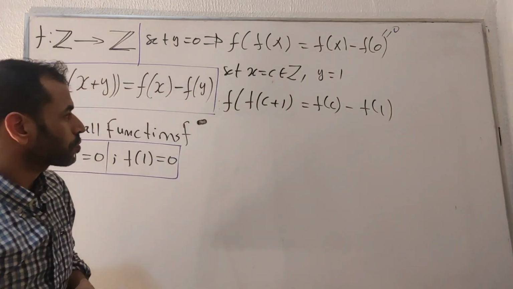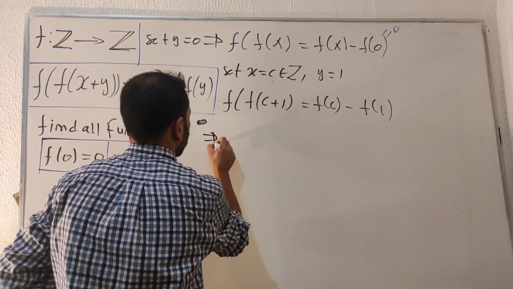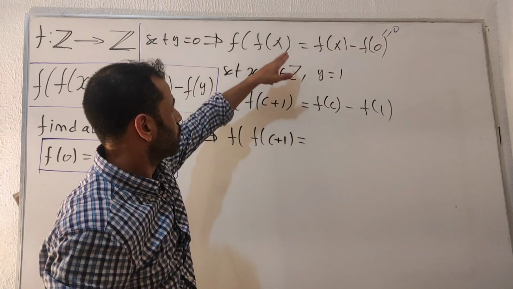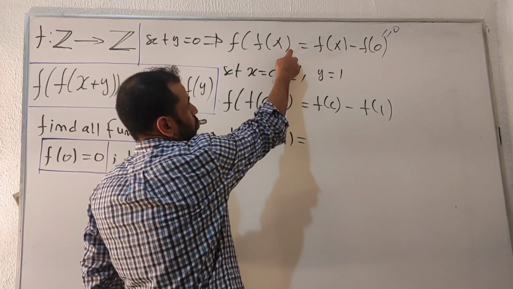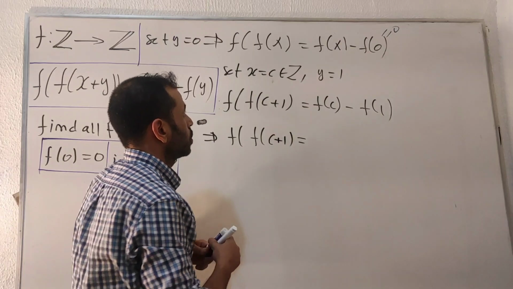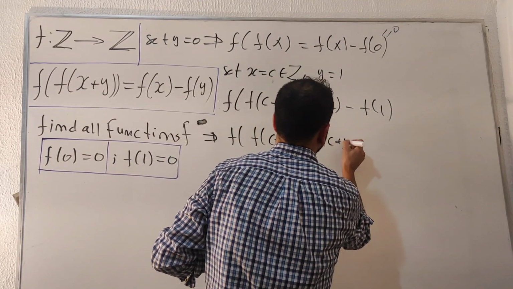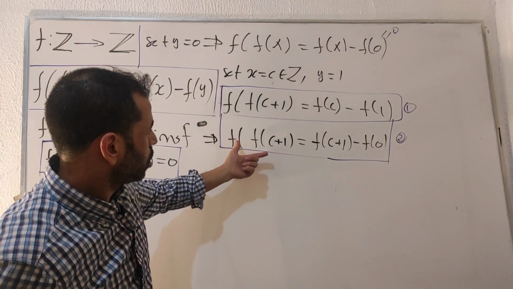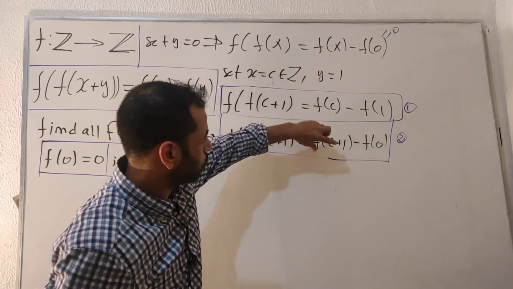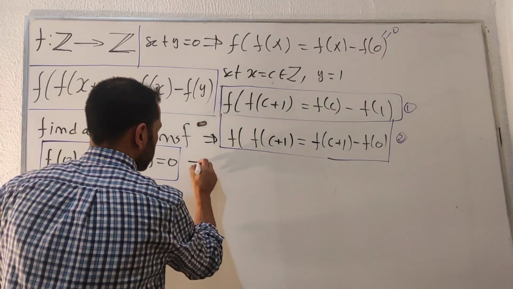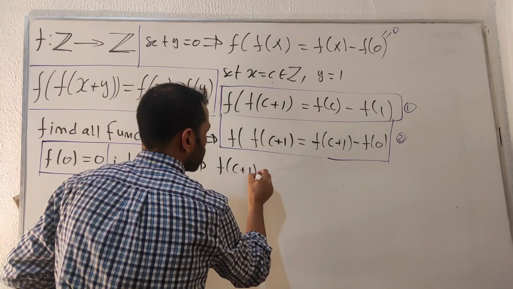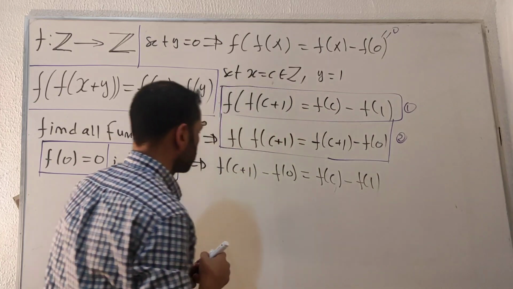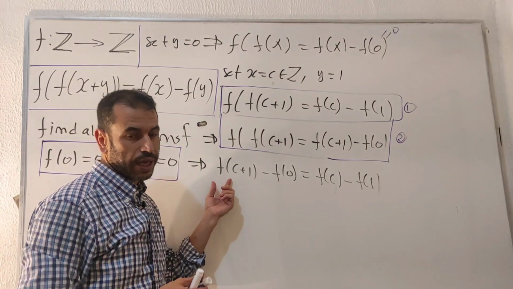So I get the following: I get f of c plus number 1. I'm simply replacing x with c plus number 1 into the original equation, which contains x, which equals f of c plus number 1 minus f of 0, which is 0. We get the first equation is the same as the second equation. So I'm going to put this one equal to this one. So I get here f of c plus number 1 minus f of 0, which equals f of c minus f of 1.